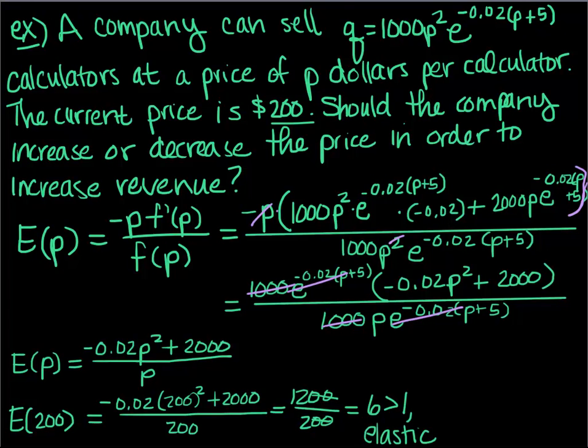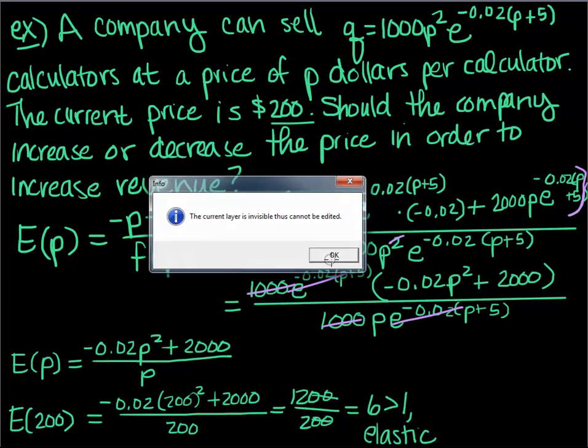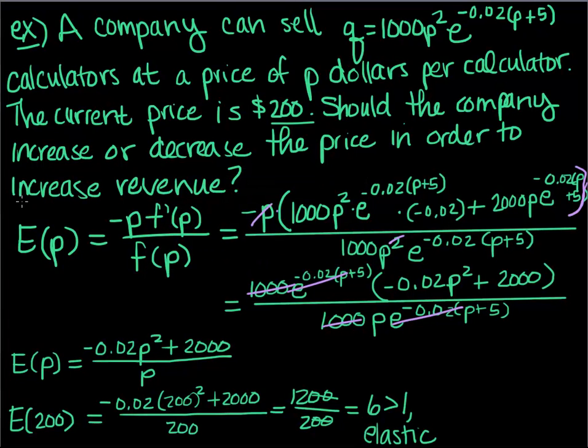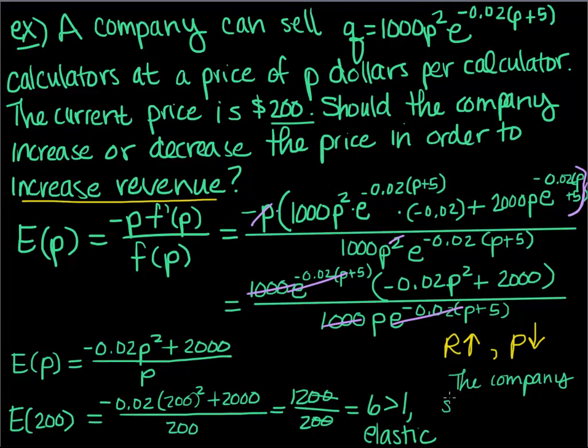Because I know it's an elastic system, if I want revenue to increase, then what must I do to my price? I must drop it, because I know revenue will go in the opposite direction of my price if I have an elastic system. So should the company increase or decrease the price? The company should decrease the price because it's an elastic system, and revenue goes the opposite direction. All right, I hope that makes sense.